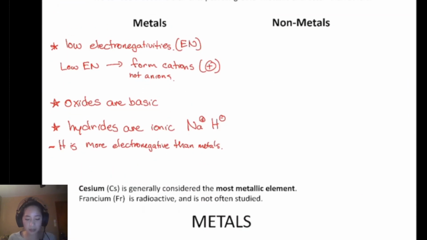Right? And that's what that means. Hydrides are ionic in character, so our sodium is going to lose an electron, and hydrogen is going to gain it to make a hydride. And I will compare this with nonmetals because it's not the case for nonmetals.